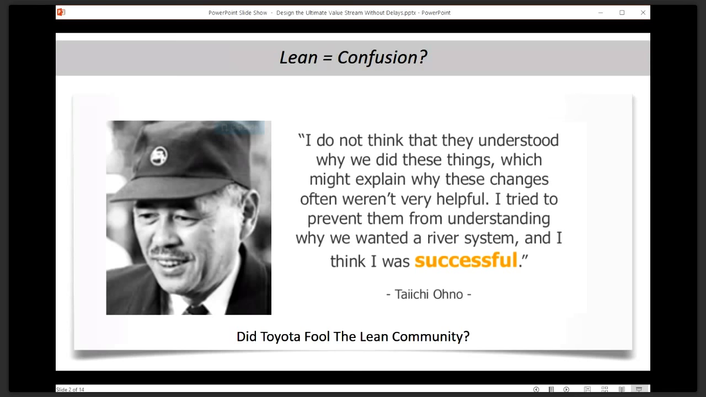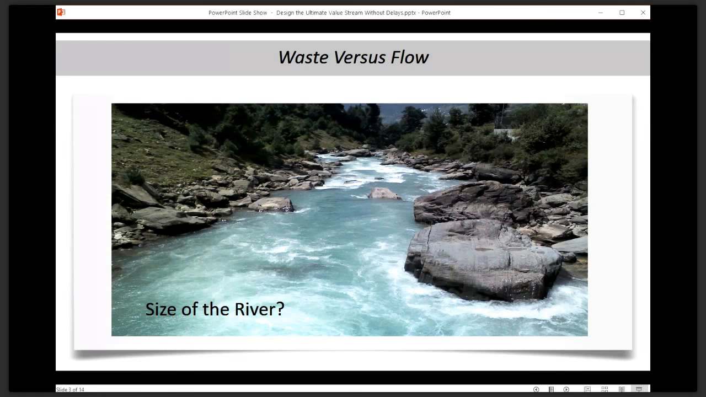So with that, let's continue on. So here's the mental image of a river, right? And this is what we have been talking about so far, and which we'll expand upon. But the rocks would be considered the waste, and the water or the flow would be the workflow, right? That we're trying to optimize into a continuously flowing stream.